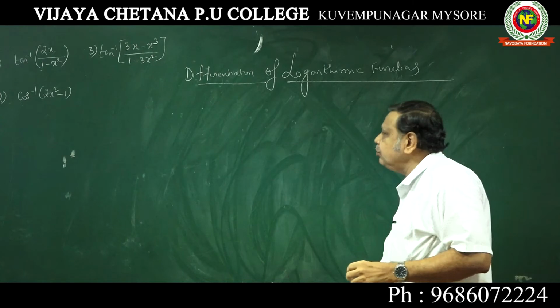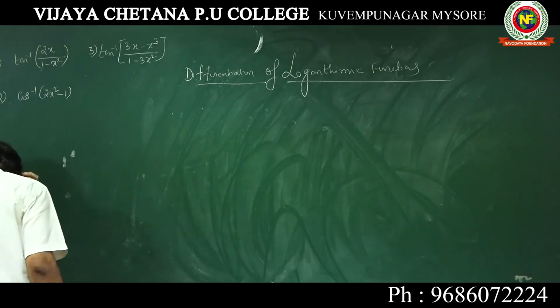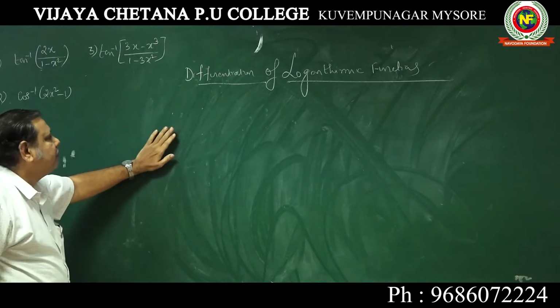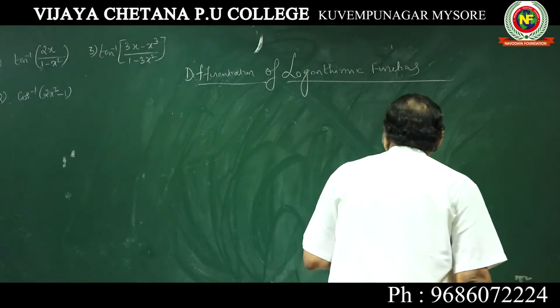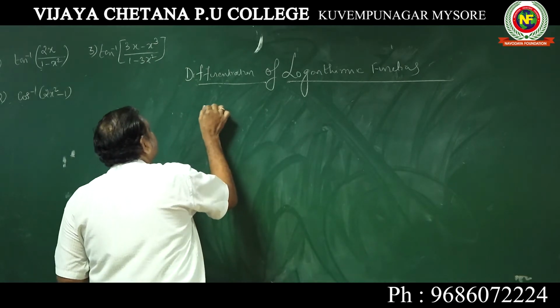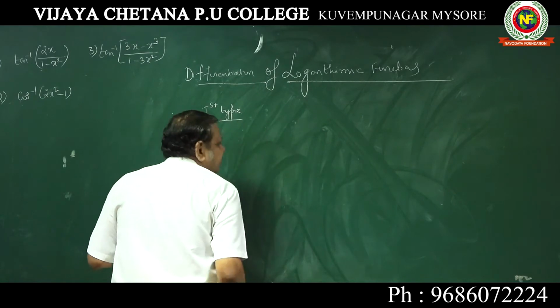Logarithmic function, there are 2 types. First type and second type. Second type uses all the logarithmic formulas. First type also uses logarithmic formulas, but it is a little different. So we will take the first type, and we will come to the second type later. How to identify the first type of logarithmic function.